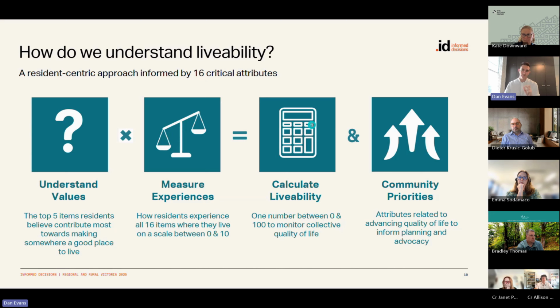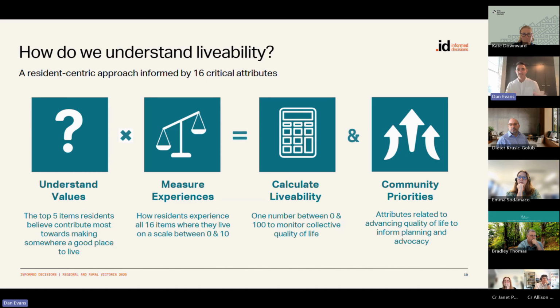We derive the overall livability, though, by multiplying the community's values by their lived experiences and then calculating it out to a score out of 100. So you can imagine if a community places a very high value on feeling safe and they do feel safe in their local area, that will push the score closer to 100, because the thing that's of high value to me is going really well. And so therefore that's great.